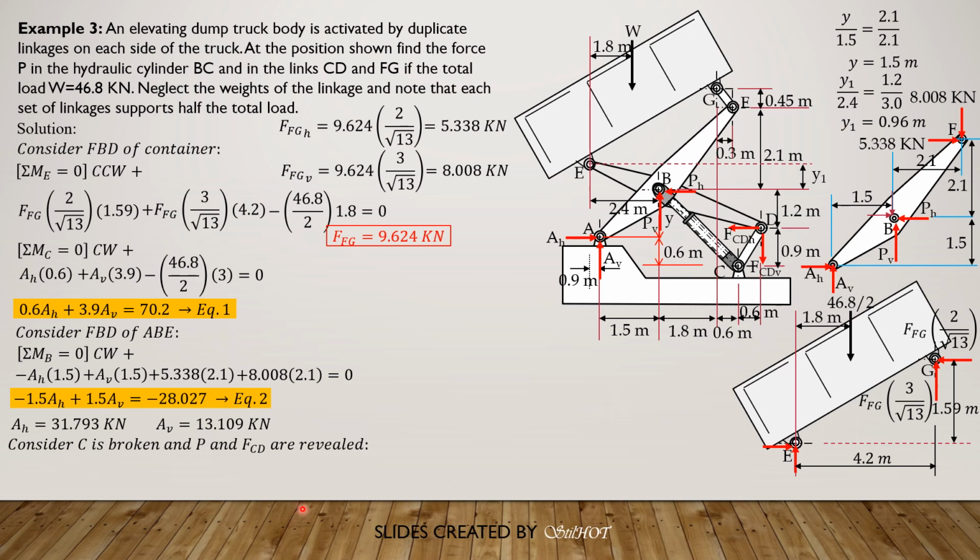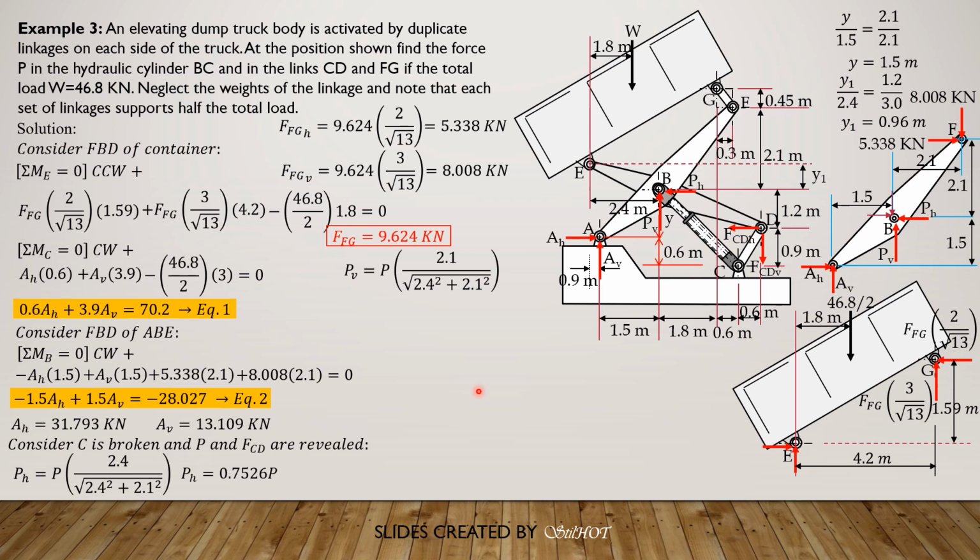So PH, by the way, is P times horizontal component of distance, 1.8 plus 0.6 is 2.4. Then the vertical component is 1.2 plus 0.9 is 2.1. So it is equal to P times horizontal component of distance divided by distance, 2.4 over square root of 2.4 squared plus 2.1 squared, equal to 0.7526 P. P vertical, you just replace 2.4 by 2.1, and in decimal form is equal to 0.6585 of P.